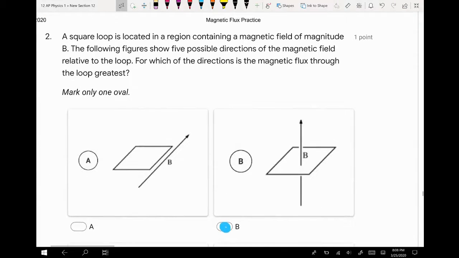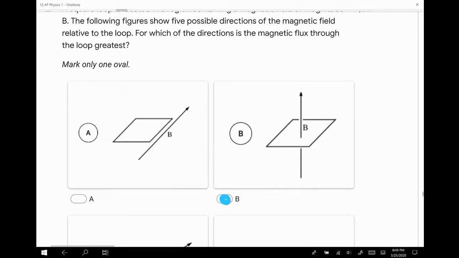Okay, so now for number 2, a square loop is located in a region containing a magnetic field of magnitude B. The following figures show 5 possible directions of the magnetic field relative to the loop. For which of the directions is the magnetic flux through the loop the greatest? The arrow is just showing us the direction of the magnetic field, so I got a little confused when I first did this. It's not showing us the current, it's literally showing us the magnetic field.